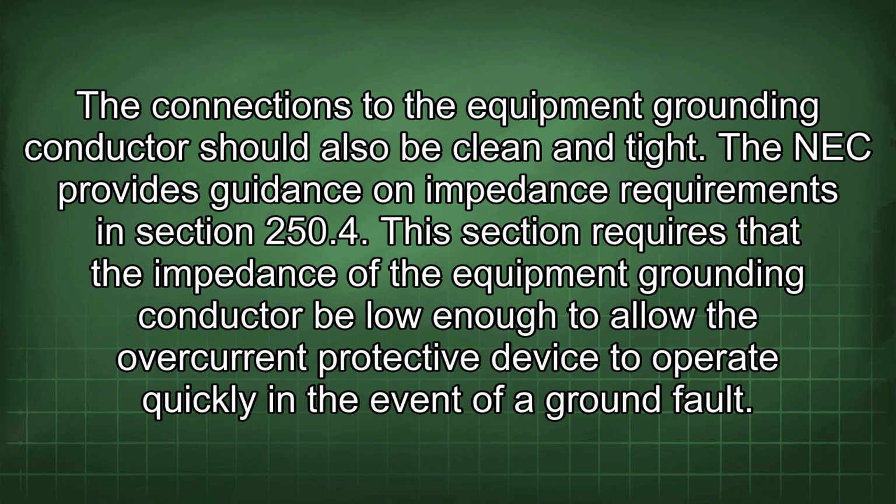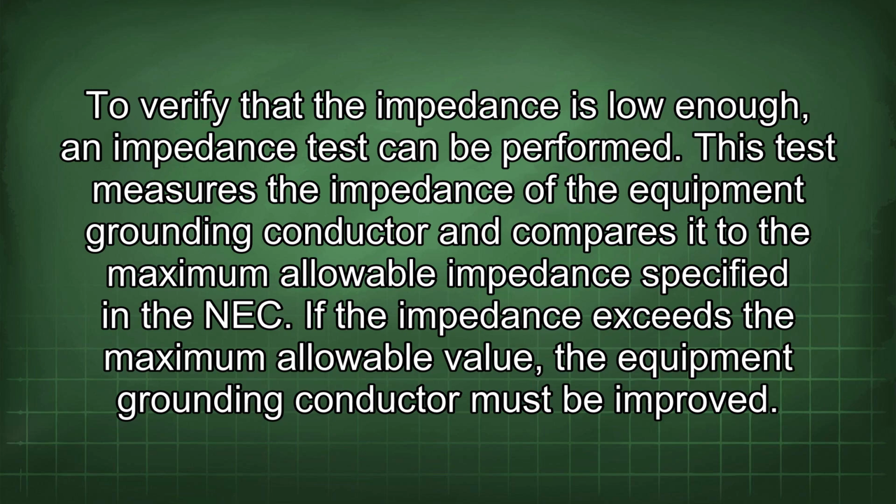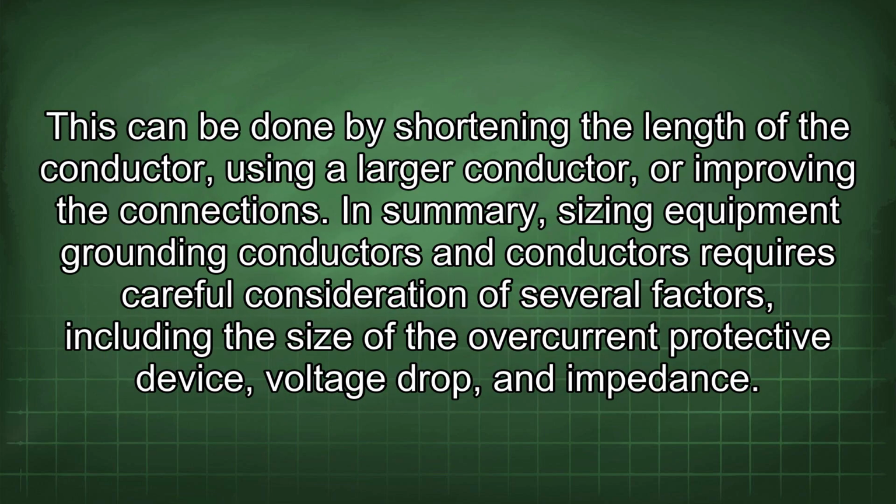The NEC provides guidance on impedance requirements in Section 250.4. This section requires that the impedance of the equipment grounding conductor be low enough to allow the overcurrent protective device to operate quickly in the event of a ground fault. To verify that the impedance is low enough, an impedance test can be performed. This test measures the impedance of the equipment grounding conductor and compares it to the maximum allowable impedance specified in the NEC. If the impedance exceeds the maximum allowable value, the equipment grounding conductor must be improved. This can be done by shortening the length of the conductor, using a larger conductor, or improving the connections.